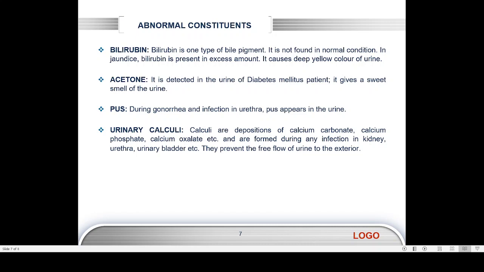Finally, we have urinary calculi, meaning calcium carbonate, calcium phosphate, calcium oxalate. When the crystals of these kinds of salt appear in the urine, that situation is known as urinary calculi. You have heard about kidney stones, small rocks, very small. Sometimes some rocks are also very big. The presence of rocks formed of calcium carbonate, calcium phosphate, or most commonly calcium oxalate is known as urinary calculi, and that will be due to infection of the kidney, urethra or urinary bladder.